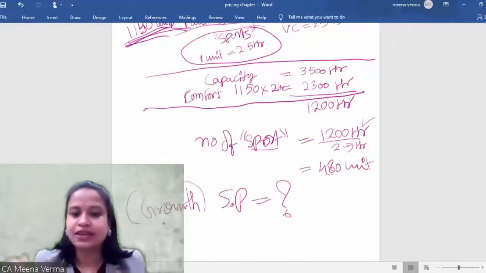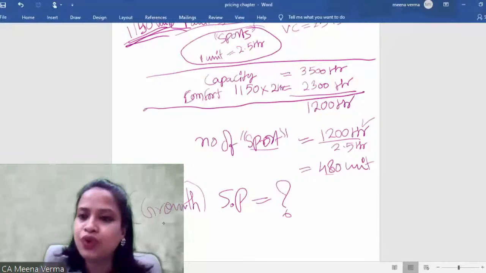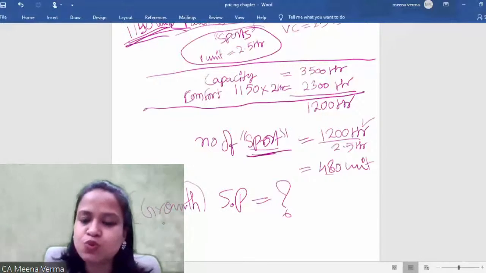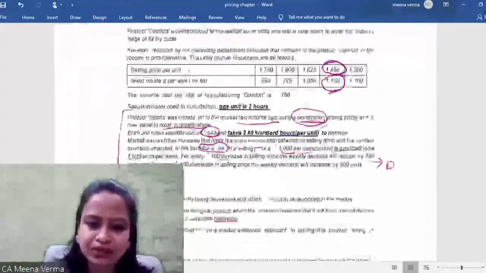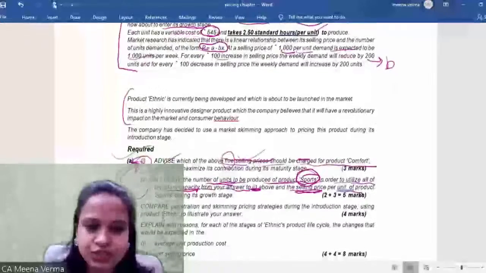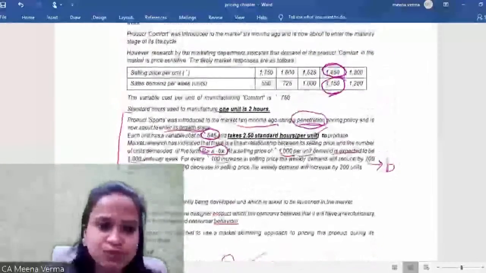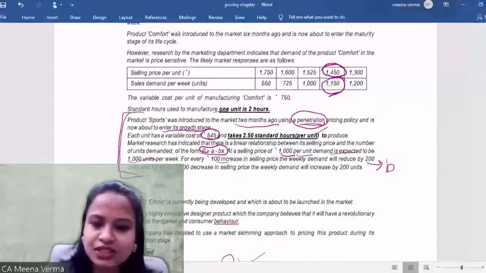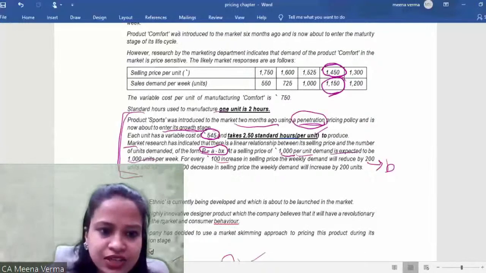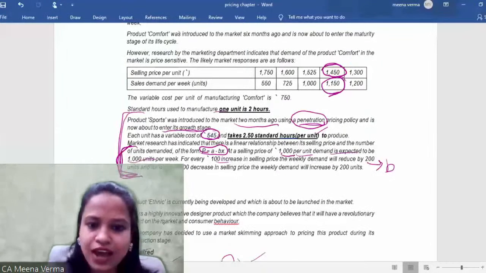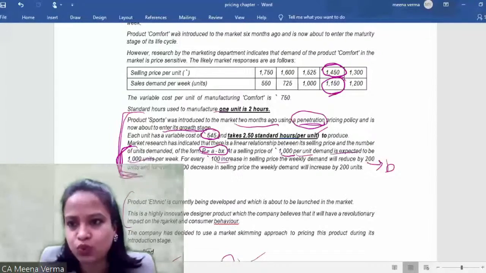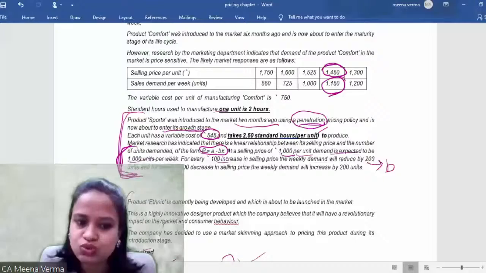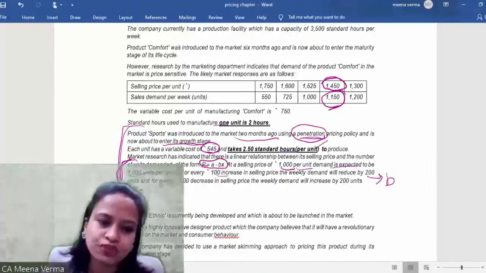Yes, very good. See, now we have to find the selling price for this sport product. We have a relationship. These are the information related to sports. In the last 4 lines, we have a relationship. We will use this relationship to solve the question.